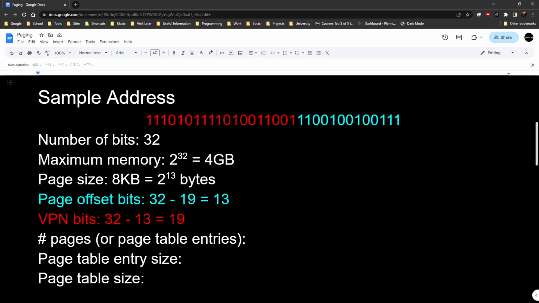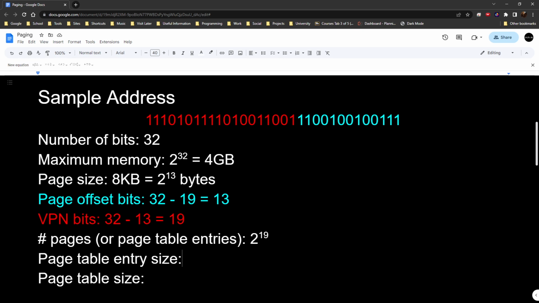Now we can easily get the number of pages, or also the number of page table entries. They're basically equivalent. And that's just going to be an easy calculation. That's just 2 to the exponent of our page number bits, which since there are 19 bits, is 2 to the 19 different combinations. Now that's some large number, like 500,000 or something like that.